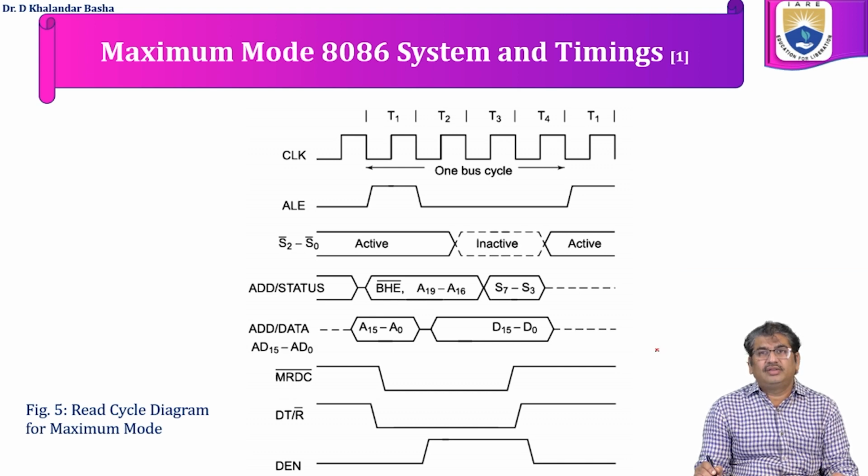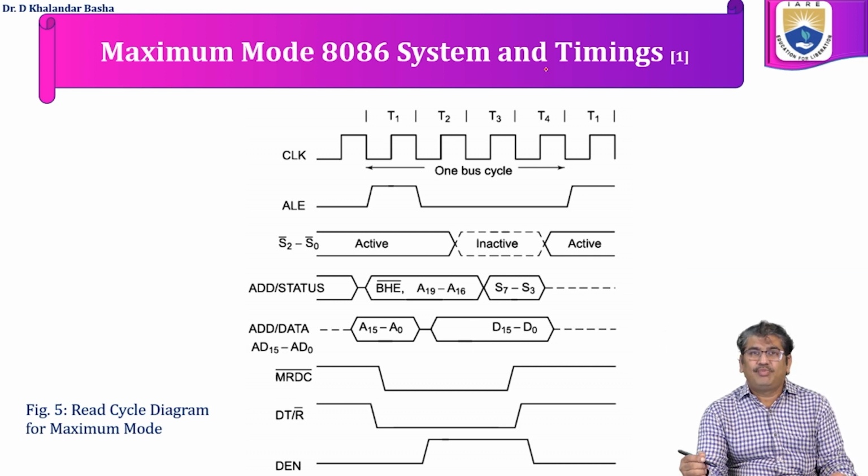Figure 5 shows the read cycle timing diagram for the maximum mode of the 8086 processor. As it is maximum mode, the processor will be operated at the same speed. So we can see only 4 clock pulses, T1, T2, T3, T4. Usually 8 clock pulses will not be required for maximum mode.